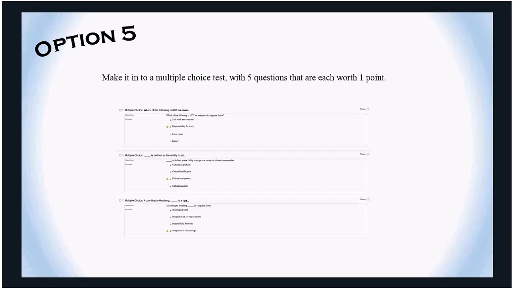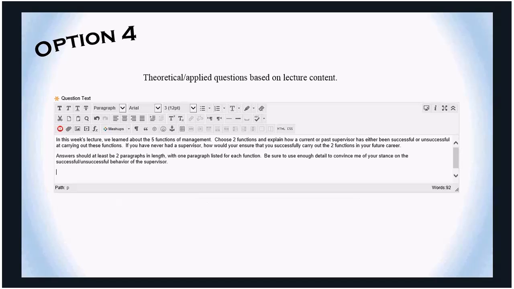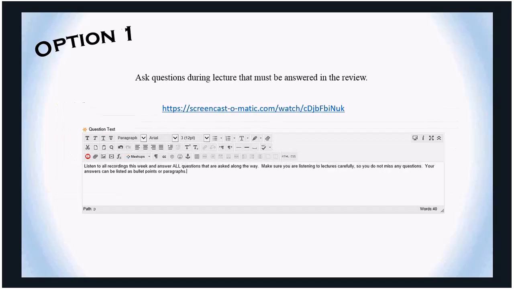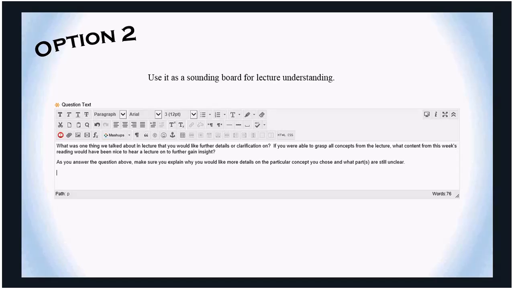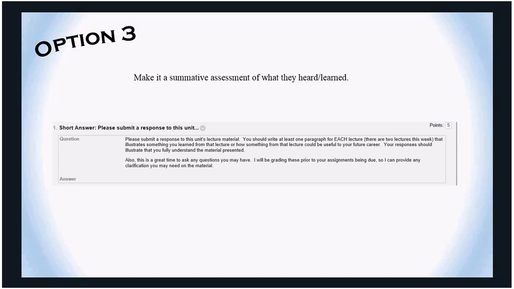Now what I wanted to pop back on and show you in a couple of these, number 2 says it in a great way when we're using it as a sounding board for understanding, where we're saying, hey, how can I better answer your questions? And then you'll see in the summative, there's also a second paragraph which did the same thing. This is a great time to ask any questions you may have. I will be grading these prior to the assignments being due so I can provide any clarification you may need.